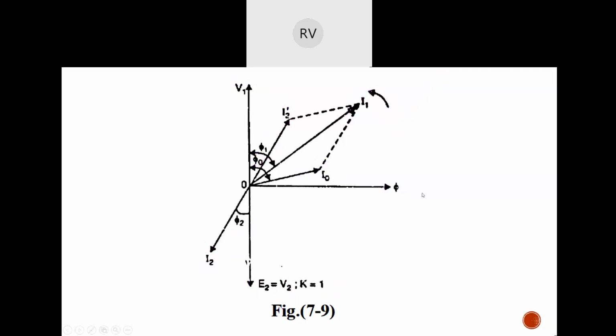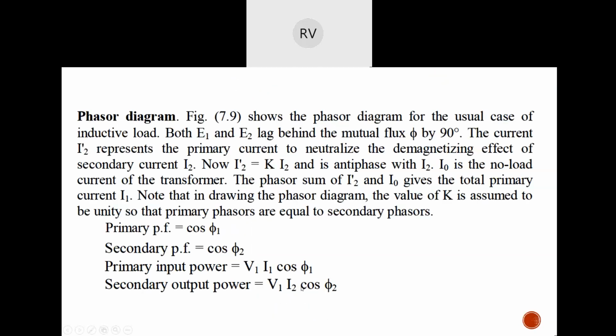Now from here you can see that power factor is nothing but the cos of the angle between voltage and current. So the primary power factor will be cos phi 1, because phi 1 is the angle between the voltage and current. Next, the secondary power factor will be cos phi 2, where phi 2 is the angle between the voltage V2 and I2. Next, primary input power will be V1 I1 cos phi 1, you know this, and secondary output power will be V2 I2 cos phi 2.